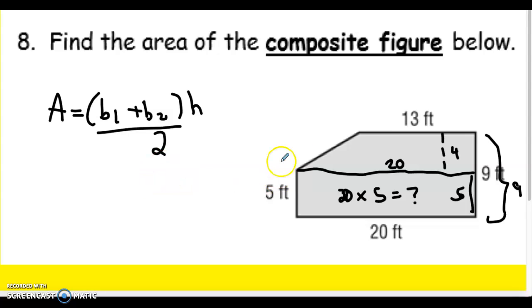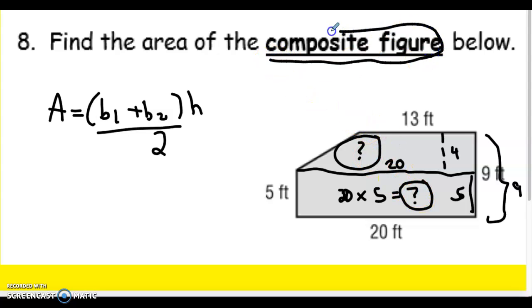When you get that area answer, you're going to put it in this spot, and then you're going to add your two area answers together. And that's the area of this composite figure. So this composite figure was made up of a rectangle and a trapezoid.